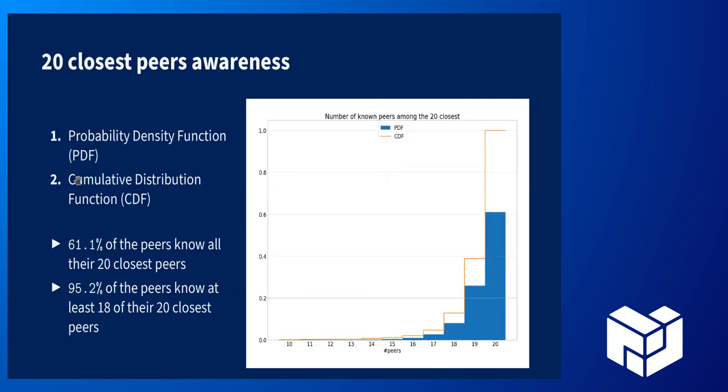And now getting to one of the key properties of the Kademlia DHT: the node is supposed to have the 20 closest peers to itself in its routing table, just for routing property. And what we observe, given the high churn rate, is that we expect to have not 100%, obviously, because some nodes are entering and leaving the network, so it changes constantly. We observe, surprisingly, that 61% of the peers know all of their 20 closest peers. So all of the 20 closest peers are in the K buckets. And 95% of the peers know at least 18 out of the 20 closest peers, which is also excellent.